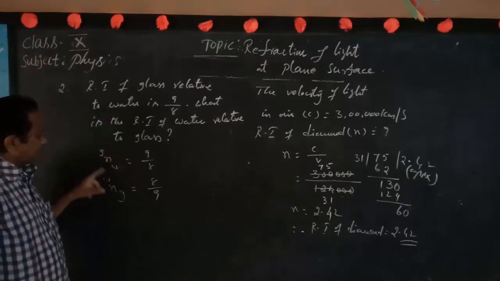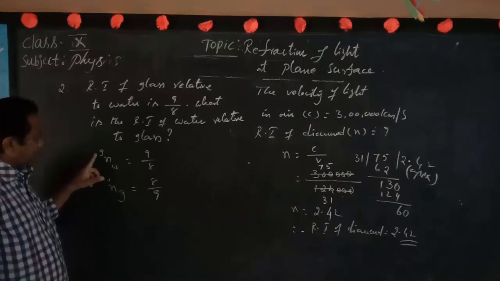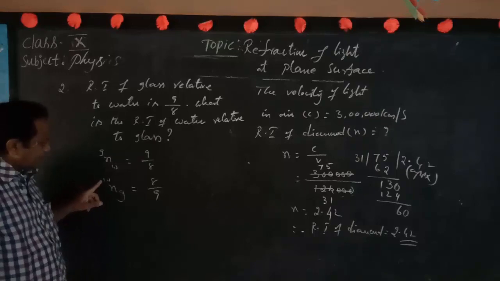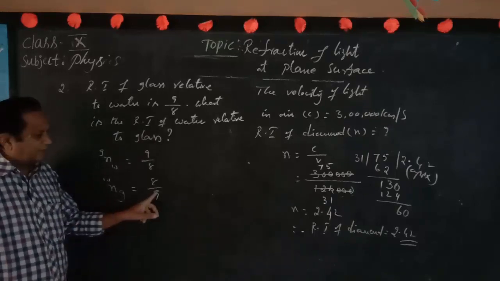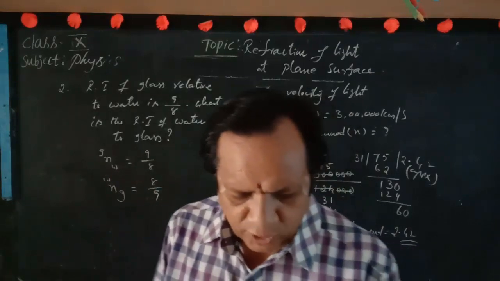So what does this mean? There is no need to write complete words to observe. The refractive index of glass with respect to water is 9 by 8. Then the refractive index of water with respect to glass will be 8 by 9. Okay. Now another question to be observed.